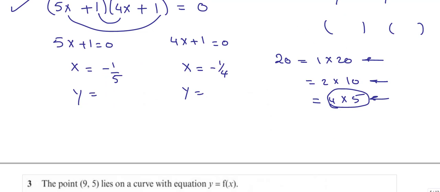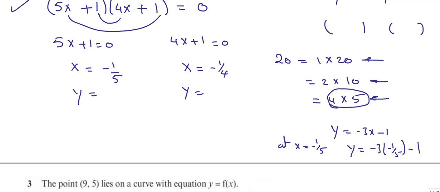I have here on the side, I'm going to write it, y equal -3x minus 1. So we substitute here. We try at x equal -1/5. y will be what? -3 times -1/5 minus 1. Use the calculator please. Here with fractions don't do it mentally. Use the calculator. Well done, indeed -2/5.